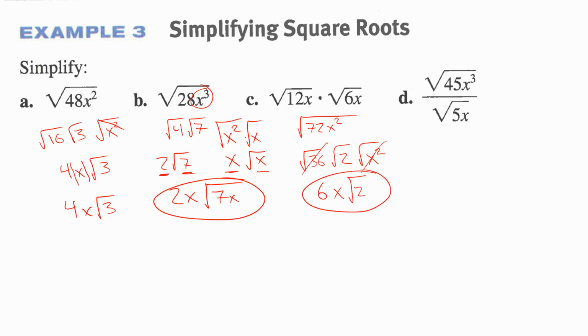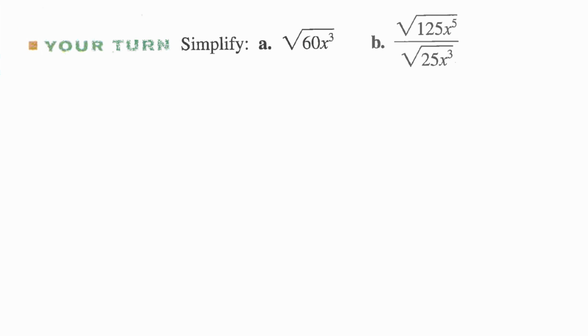And lastly here, we do get to divide first. So what's 45 divided by 5? 9. And then what's x cubed divided by x? X squared. So then let's do the square root and say 3x. All right, your turn. Try to do A and B. Correct answers, 2x square root of 15x, and B, x times the square root of 5.